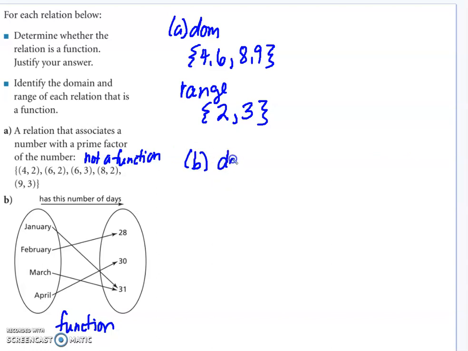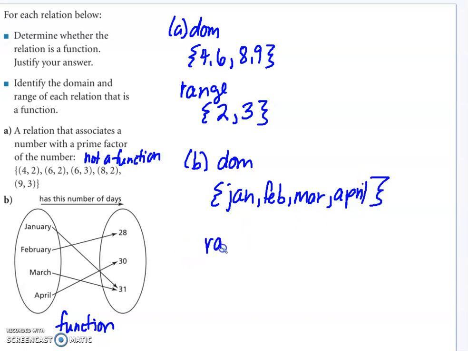Okay. So for the domain of this arrow diagram, we would write these months. So January, February, March, and April. And then for the range, we would write the dates. So 28th, 30th, and 31st.